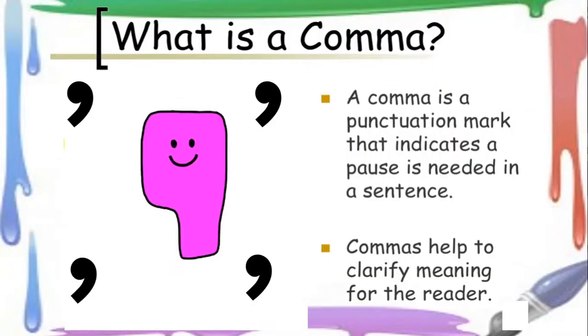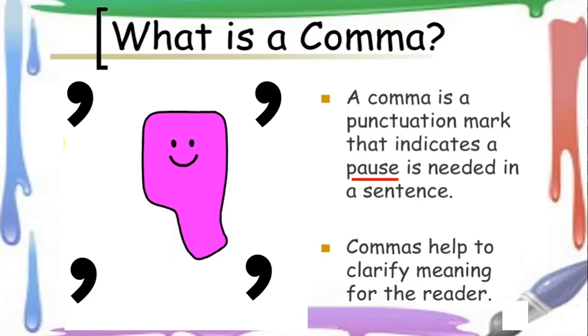Now come to the second punctuation mark, a comma. So what is a comma? A comma is a punctuation mark which indicates a pause. So we looked at full stop, which indicates a stop. Now a comma is a pause. So you have not completed your sentence. You have not finished saying what you want to say. You have just halted it for a second. Commas help to clarify meaning for the reader. So when there is a comma, you understand better about what the sentence wants to tell you.